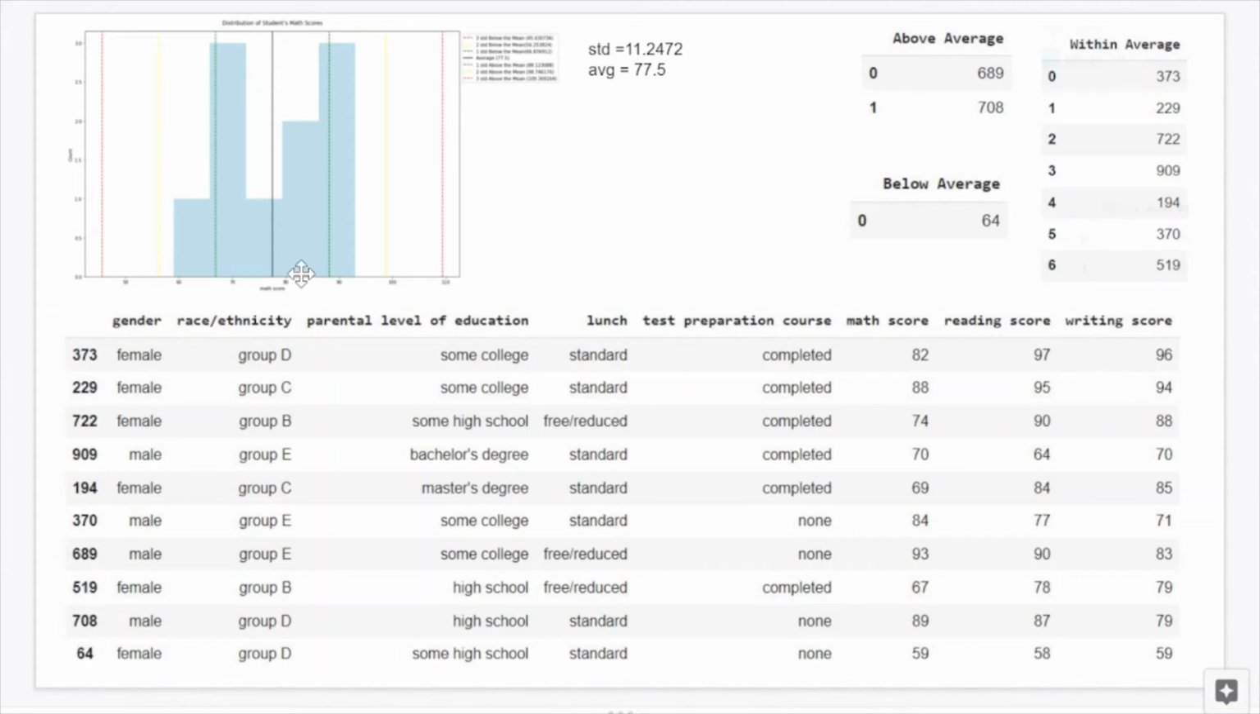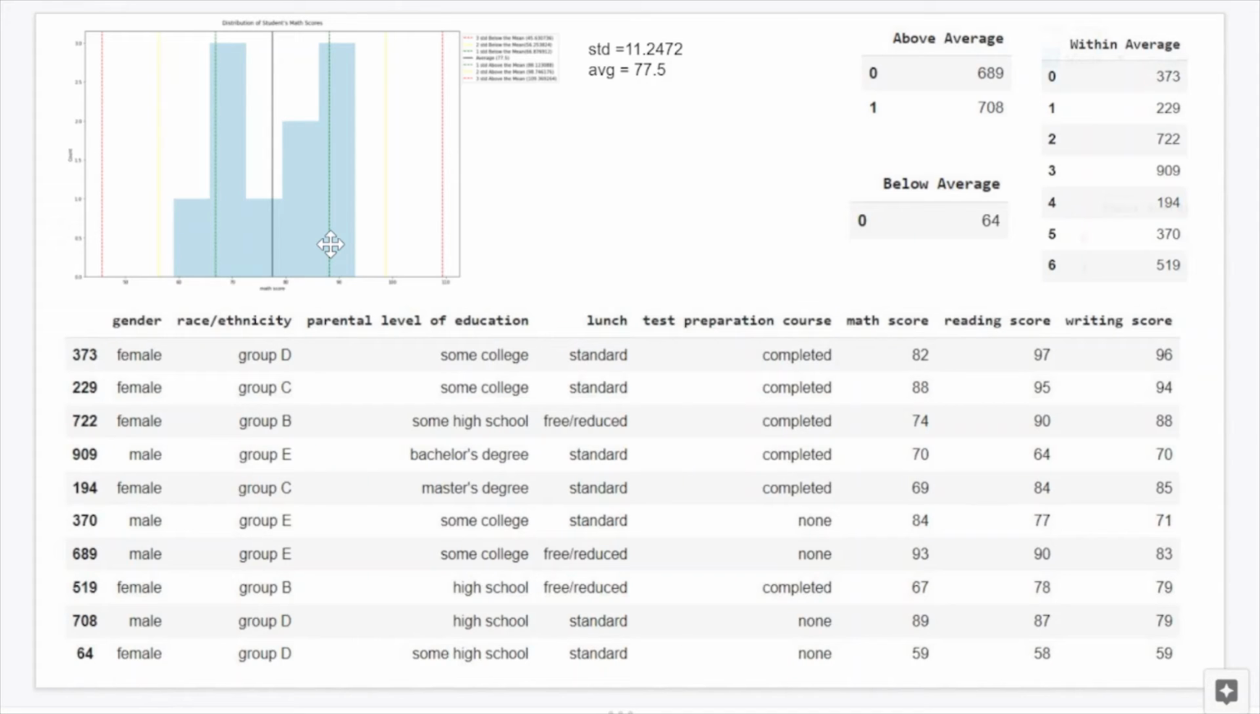Now 82 is actually around here, right? So that means that it's between the black line and the green dashed line. Now what does this mean? It means that it's between the average and one standard deviation above the mean, meaning that it's within one standard deviation above the mean.